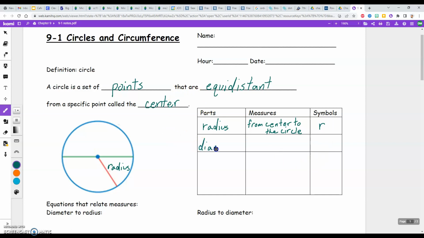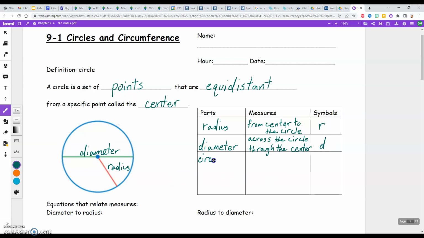The diameter, that's this one right here, measures the distance across the circle, and it measures through the center, and we use a lowercase d for that.